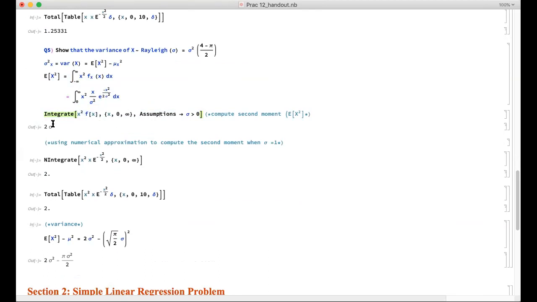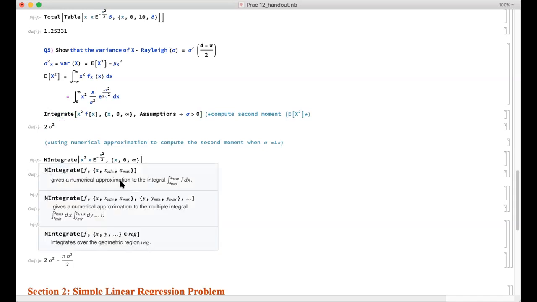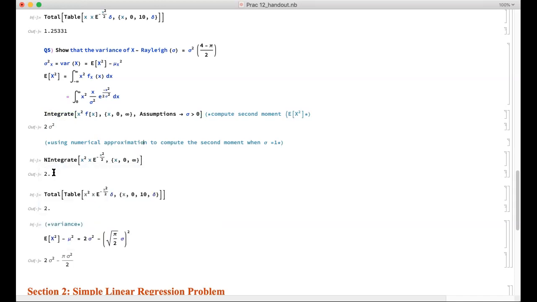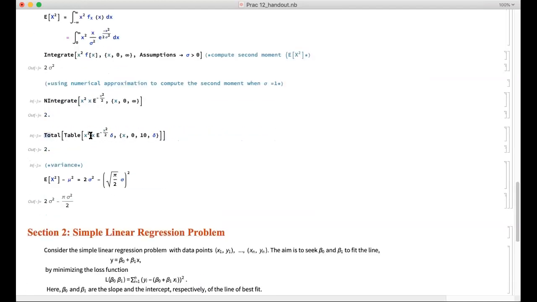Assuming sigma is positive, I got 2 sigma squared. And you could use this to compute the variance. You could also use NIntegrate, which gives you a numerical approximation to the integral to compute the integration as well. I think one of the questions requires you to do this. This is the same thing as NIntegrate, where you compute the sum, that is Riemann sums. So variance is given by this formula. I hope that's clear enough.